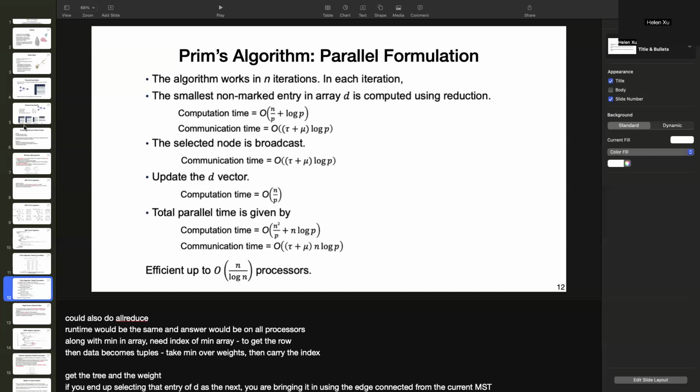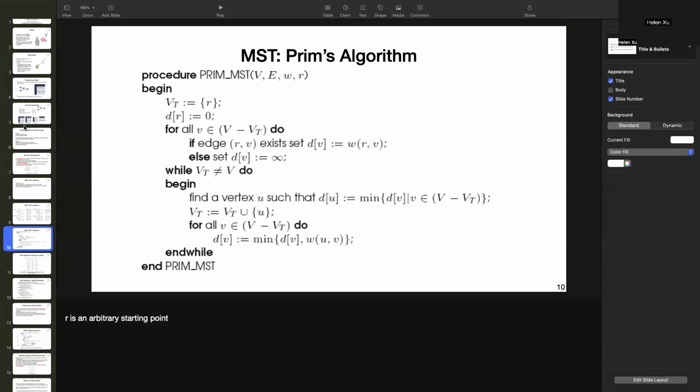for example, let's say we have row-wise blocking rather than column-wise blocking. And the main operation that we need to do is, for all vertices, we need to find the distance. Let's just consider the first step, which is you start with some vertex R, and you need to find the distance from vertex R, where you started, to vertex V, which is everything that's not R.